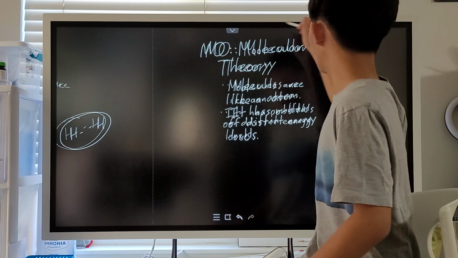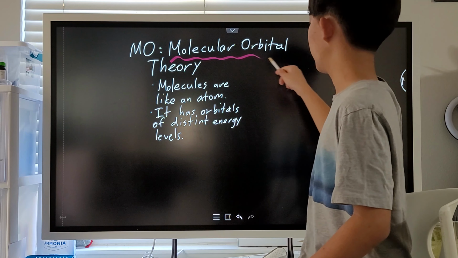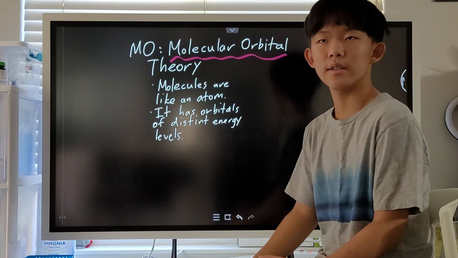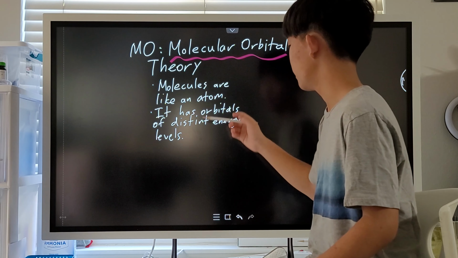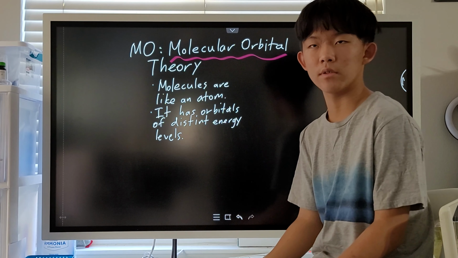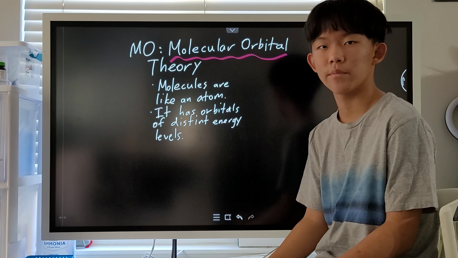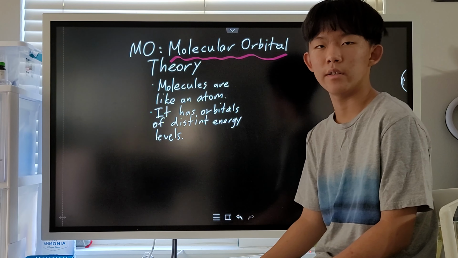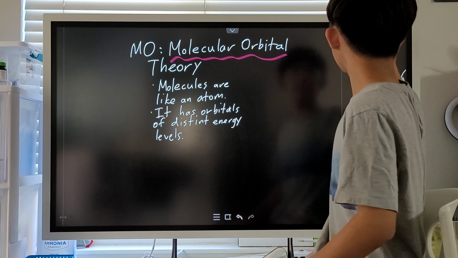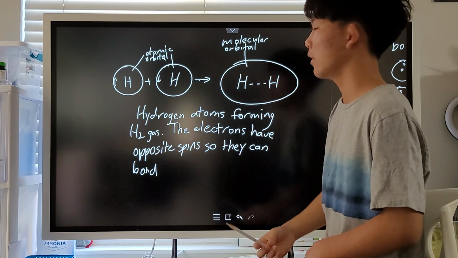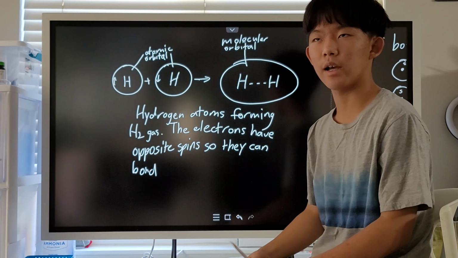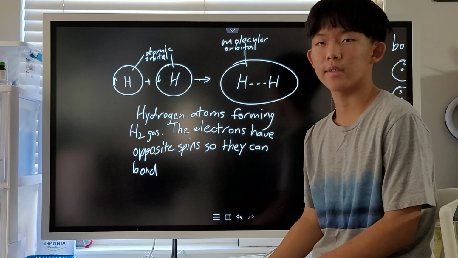The second theory is the molecular orbital theory. It states two things. A, molecules are in a way like an atom, and two, it has orbitals of distinct energy levels, like s, p, d, and f orbitals. Here, again, is the example of hydrogen atoms forming hydrogen gas.